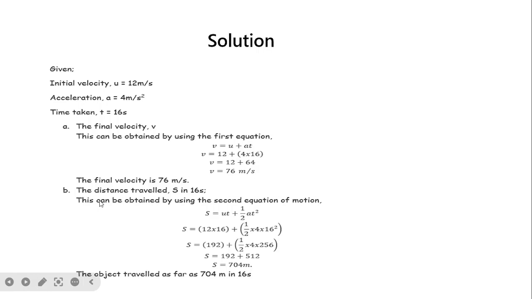Now the distance traveled, s, in 16 seconds. This can be obtained by simply using the second equation of motion. S is equal to ut plus half at square. So s will be equal to 12 times 16 plus half times 4 times 16 square. So we get 192 plus half times 4 times the square of 16, which is 256. So s will be equal to 192 plus 512. Now s will be equal to 704 meter. So the object traveled as far as 704 meter in 16 seconds.